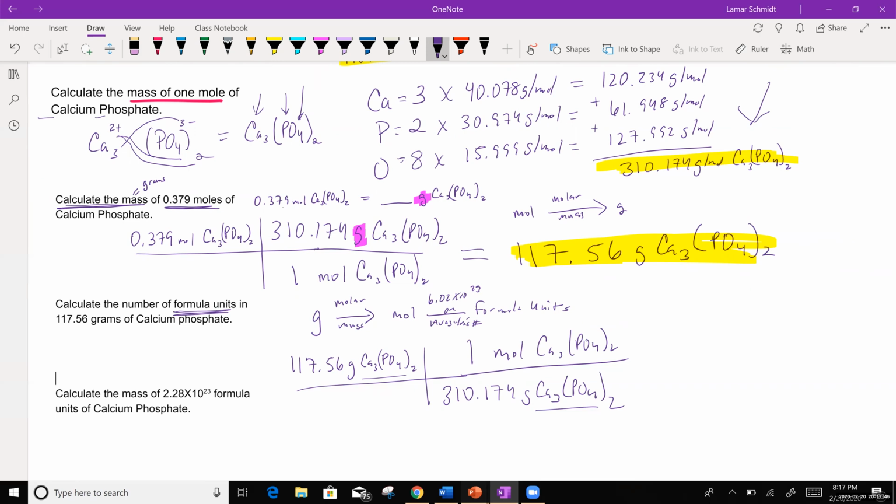But are we at formula units on our bracket? No, we're at moles. So we're right here on our map. This is where we are on our map. We're at moles. So now we need to go to formula units. How do we get to formula units?